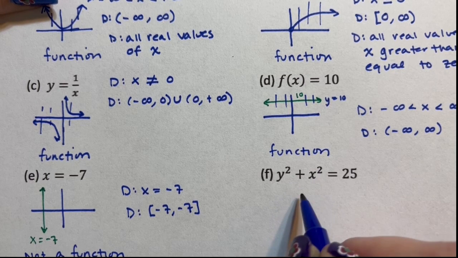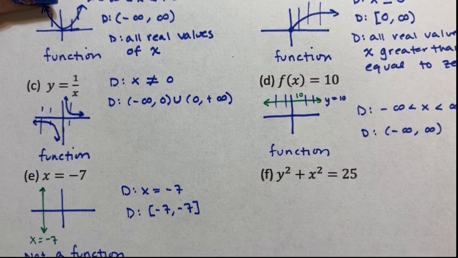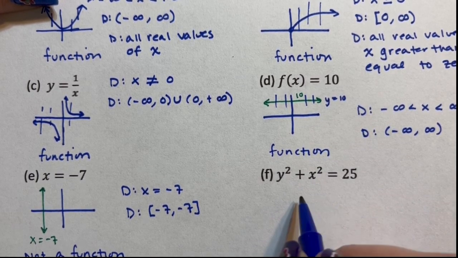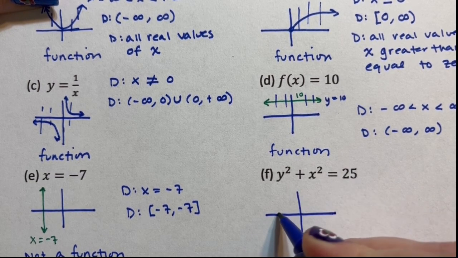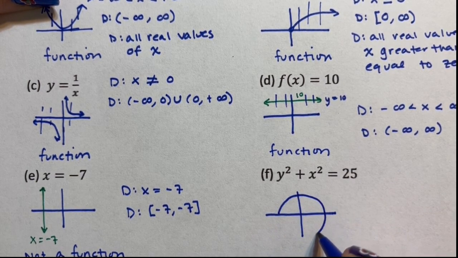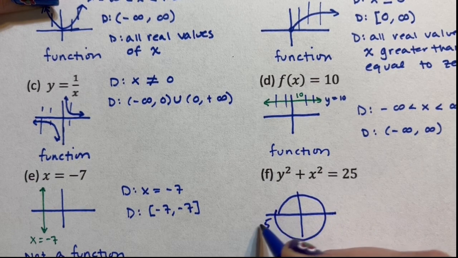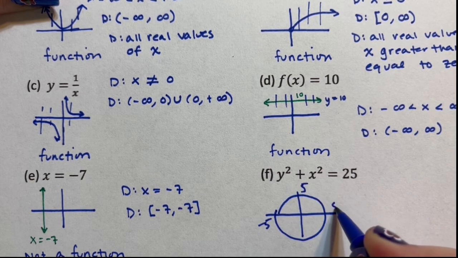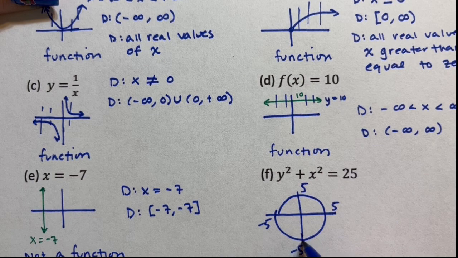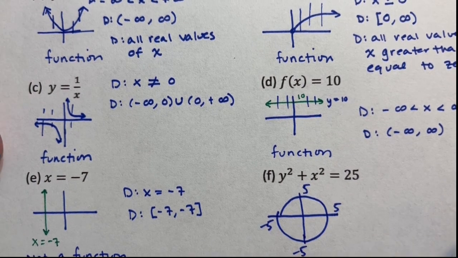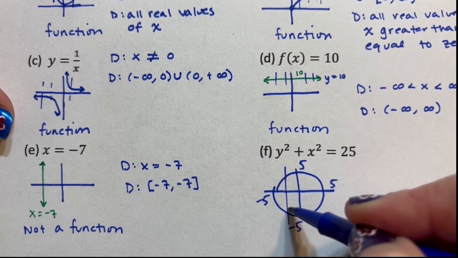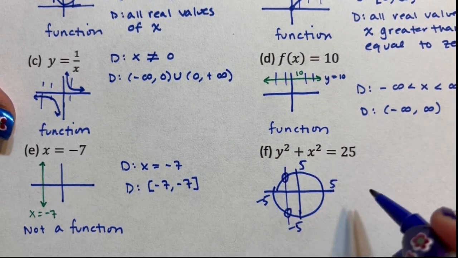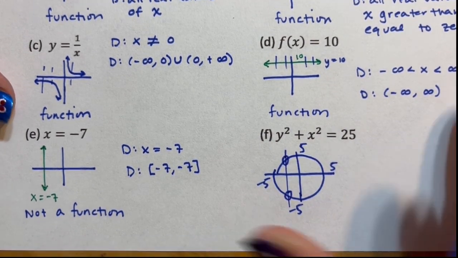If you are curious what this is a graph of, it is a graph of a circle with a radius of 5. Does it pass the vertical line test? No. So this is not a function.